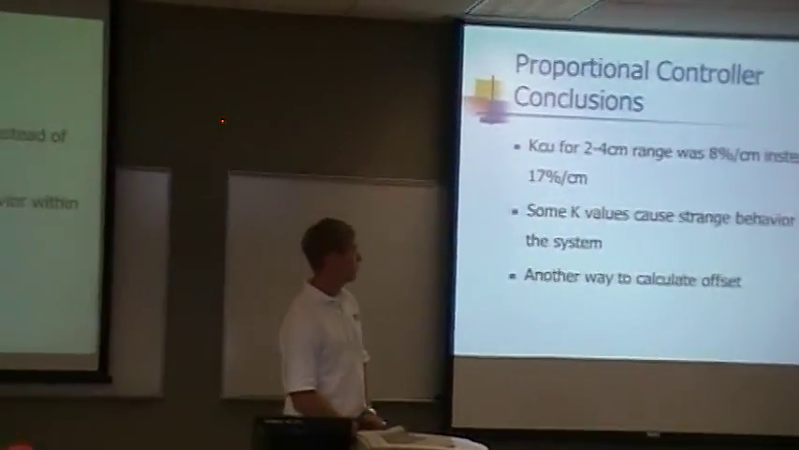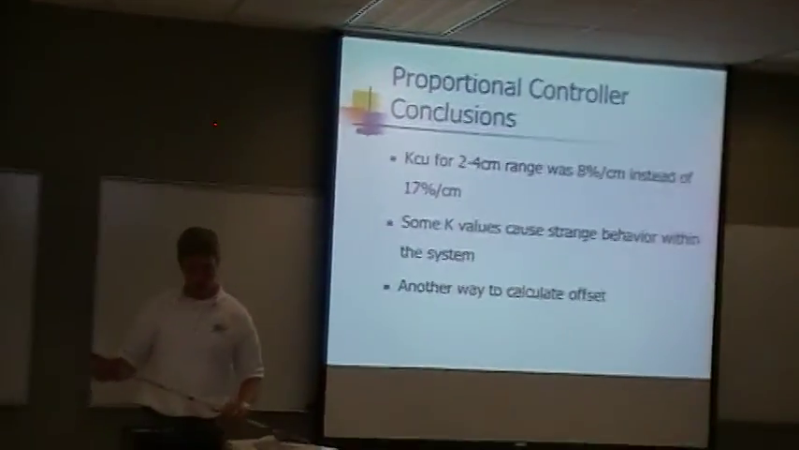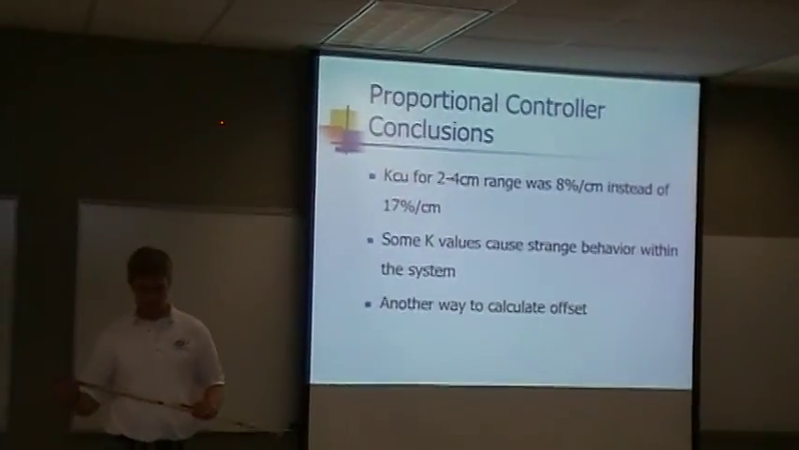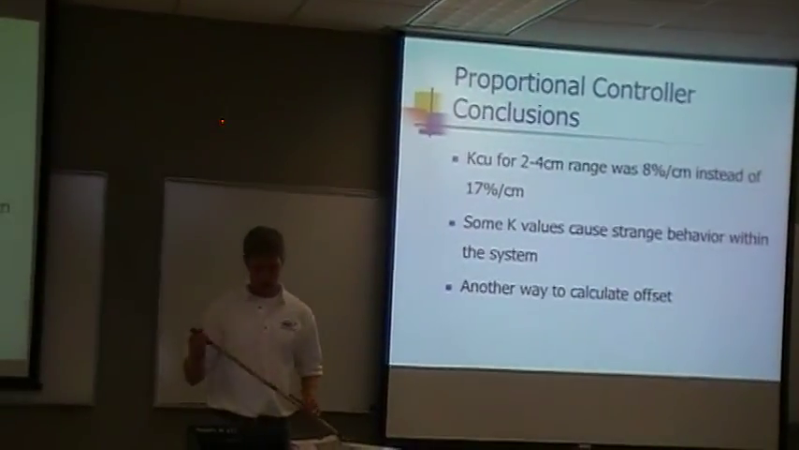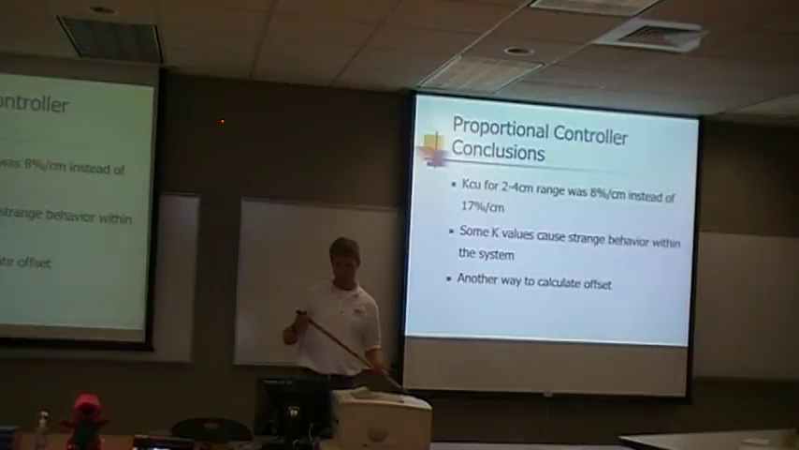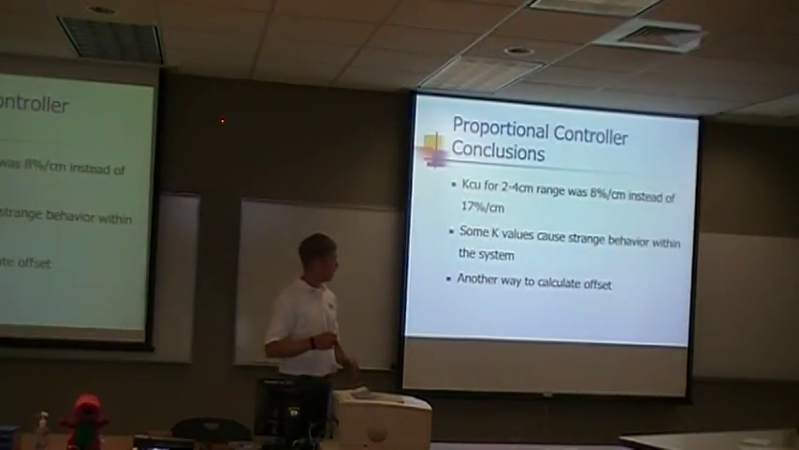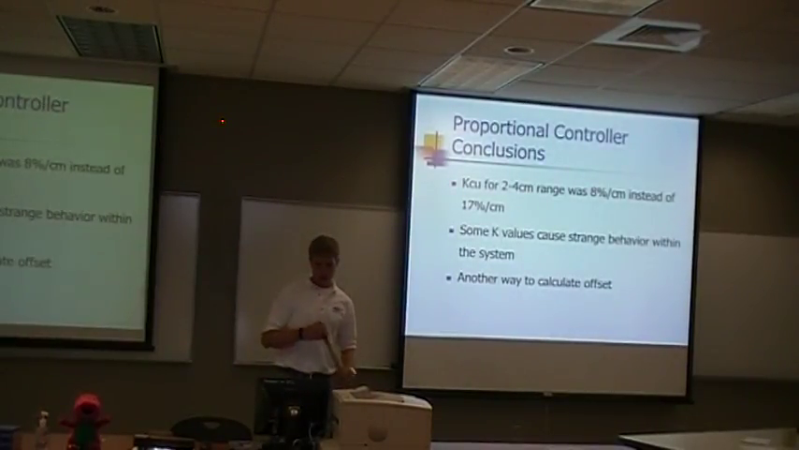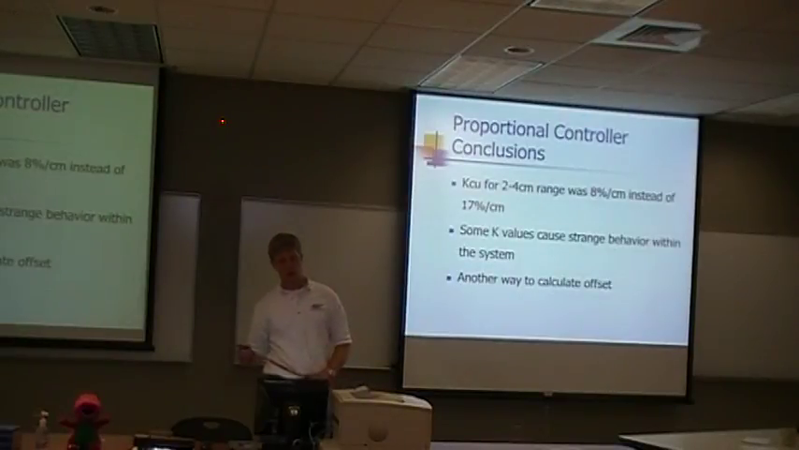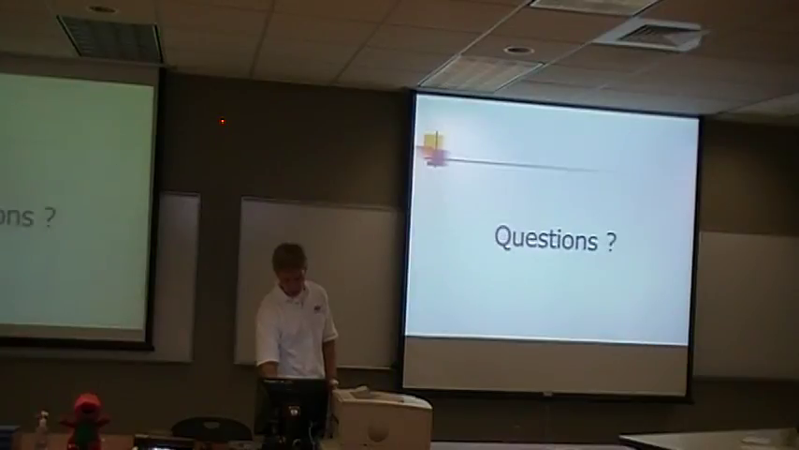And for the conclusions, the ultimate controller gain, KCU, for the 2 to 4 centimeter range was 8% instead of the 17% that was predicted in the root locus. And then some K values caused really strange behavior within our system. And also the proportional controller was another way to find the offset. Any questions?